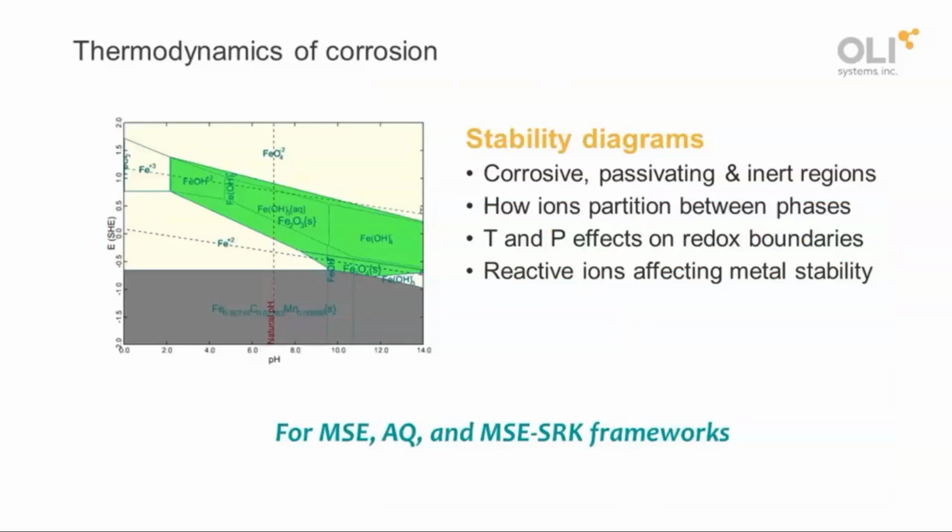Again, here's one of the stability diagrams. We'll see the various regions, and they allow us to know where we're operating. Is there a risk of corrosion? And we look at how the ions partition. Again, that's the goal of the software: where does everyone split, and how do they equilibrate?